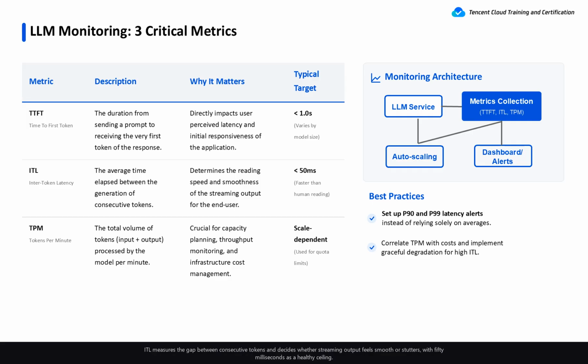ITL measures the gap between consecutive tokens and decides whether streaming output feels smooth or stutters, with 50 milliseconds as a healthy ceiling. TPM reflects total throughput and feeds capacity planning, quota control, and cost attribution. In practice, we alert on P90 and P99 rather than the mean, correlate TPM with spend, and trigger graceful degradation whenever ITL starts drifting before users notice.